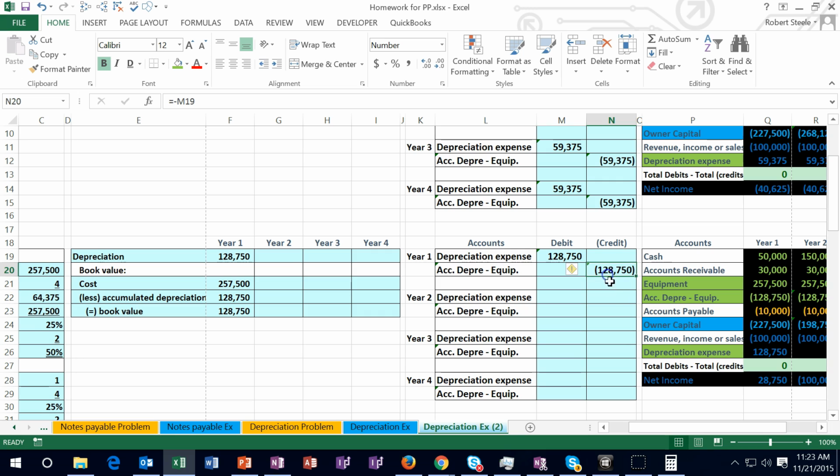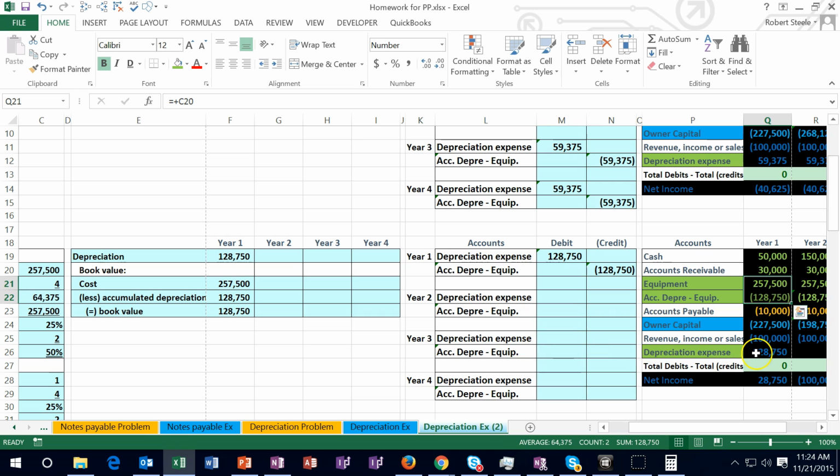I'm going to represent credits with bracketed or negative numbers for the purposes of this worksheet. If we see that, then we now see that we have the equipment on the books for 257.5. We see that it's an asset in the green area, and we see that we have this other, of course, accumulated depreciation, which is a contra asset account, meaning it's an asset account that has a credit balance, which is contra to normal asset accounts. And if we take the debit minus the credit, we have the 128,750, which is the book value.